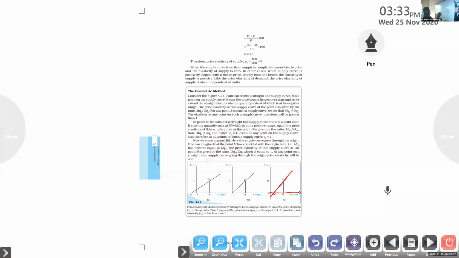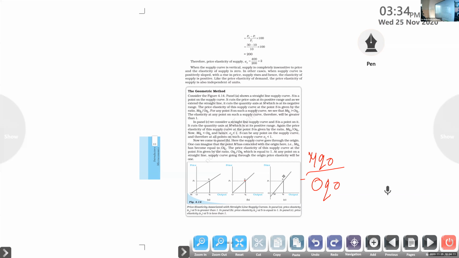So again, the price elasticity of this supply curve at the point S is given by the ratio MQ0 divided by OQ0. Tell me which one is greater, MQ0 or OQ0? OQ0, definitely. So MQ0 is less than OQ0. Hence, elasticity of supply is less than one.